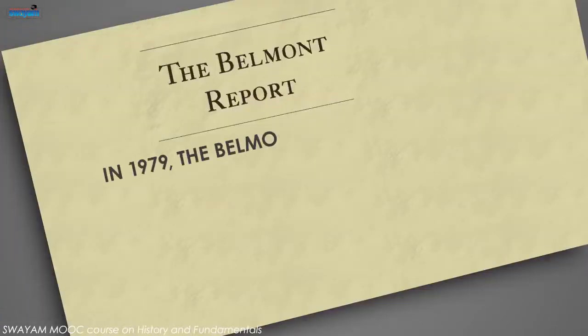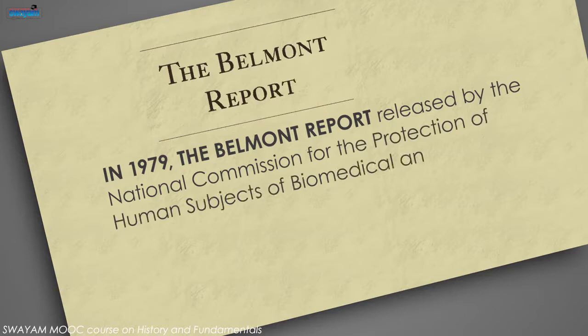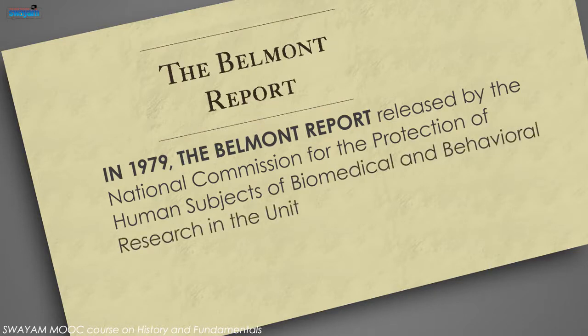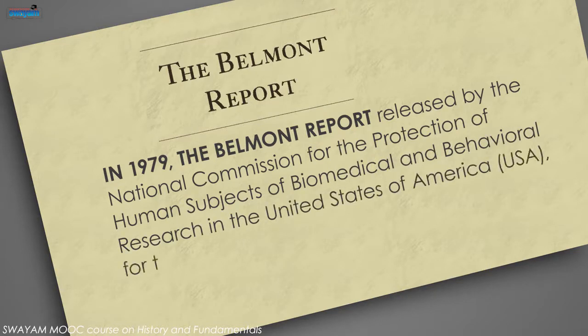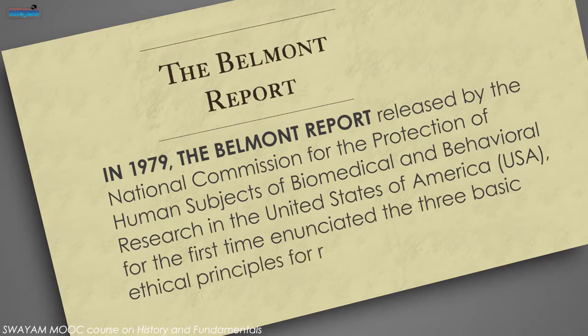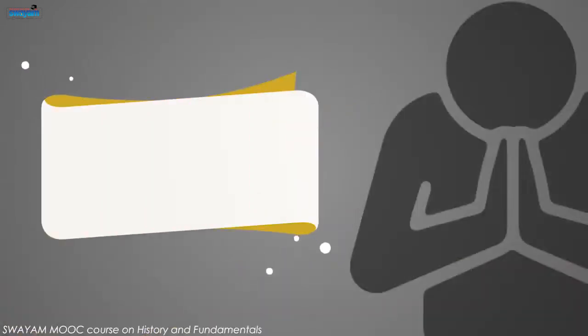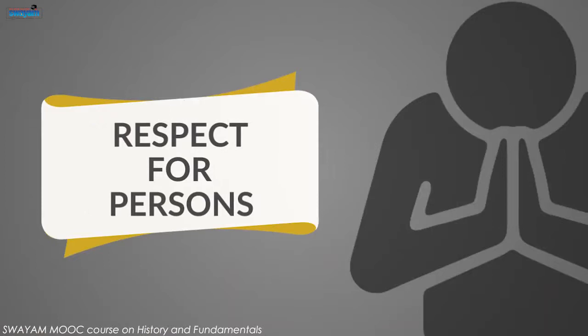In 1976, the Belmont Report, released by the National Commission for the Protection of Human Subjects of Biomedical and Behavioral Research in the United States of America, for the first time enunciated the three basic ethics principles, which must be followed when a human is getting involved in clinical research or clinical trials. The first one is respect for person. So what do we mean by respect for person?